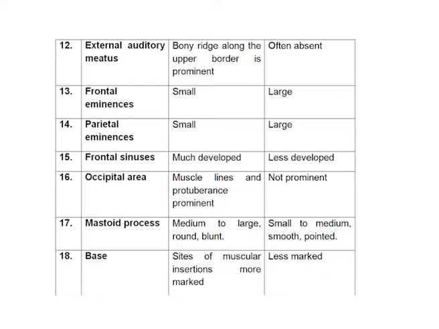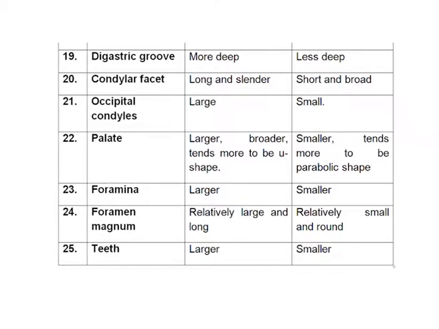If you observe the mastoid process, in males it will be medium to large size, round in shape and blunt, whereas in female skulls it will be small to medium, smooth and pointed. At the base of the skull, the sites of muscular insertions are more marked in males, whereas they are less marked in females. The digastric groove is deeper in male skulls, whereas it is shallower in female skulls. Condylar facets are long and slender in male skulls, whereas they are shorter and broader in female skulls. The occipital condyles are large in male skulls and small in female skulls.